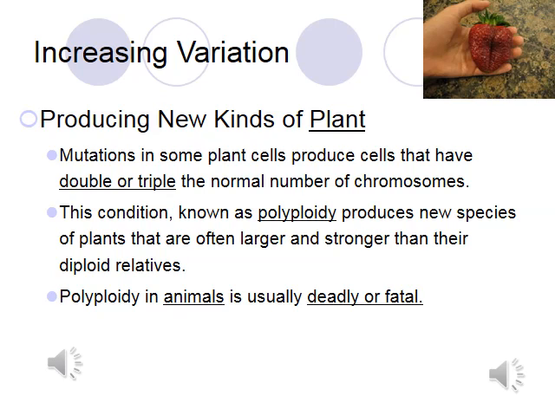But many of the strawberries that we have in our supermarkets, our bananas, basically everything you see in the grocery store, this has been done to it, because it's huge compared to what you can grow in your yard. You cannot grow this kind of strawberry unless you buy a special kind of seeds. You cannot grow a big regular sized tomato unless you buy the seed that has been treated this way. So this condition is known as polyploidy and produces new species of plants that are often larger and stronger than their diploid relatives. Polyploidy in animals is usually deadly or fatal.